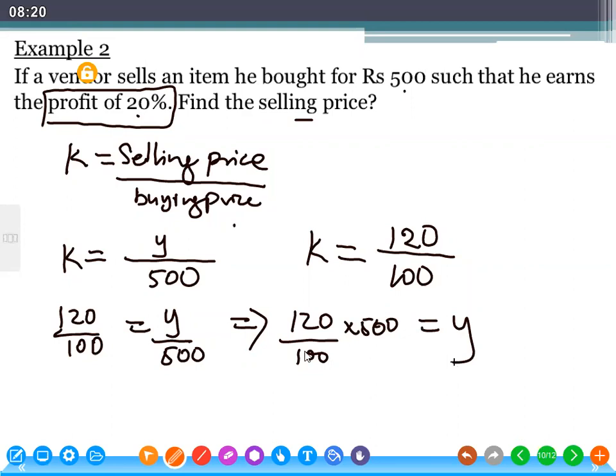So you can simplify this one. So you have to multiply 120 into 5, that is equal to, y is equal to 600. So the selling price will be 600 rupees when the buying price is 500 to get the profit of 20%.